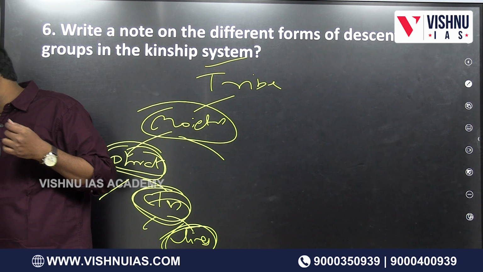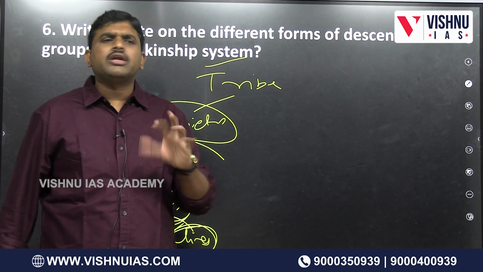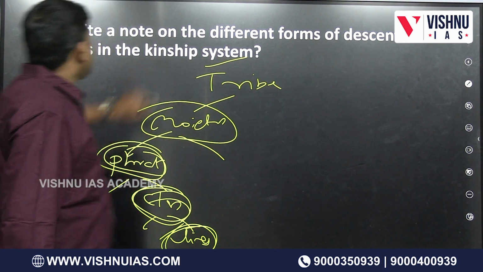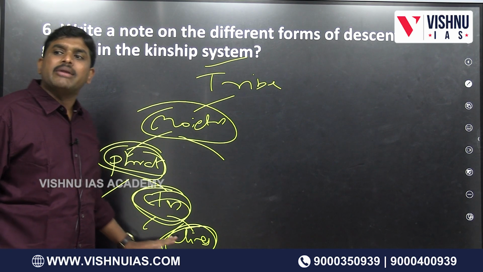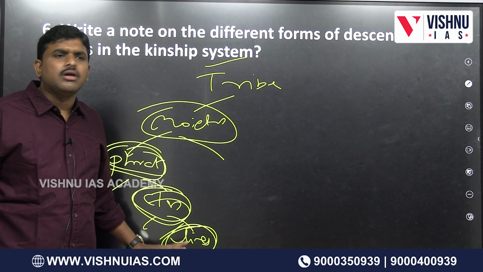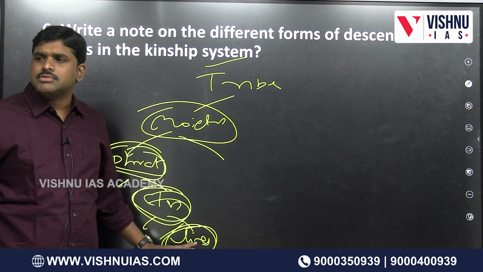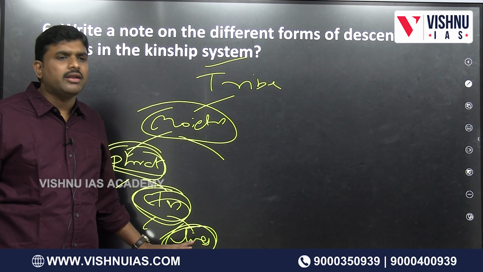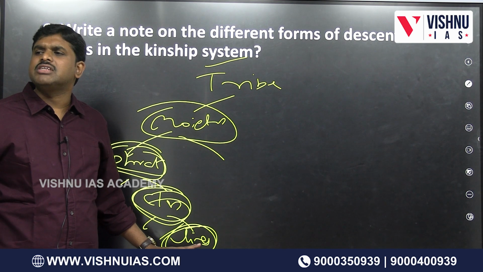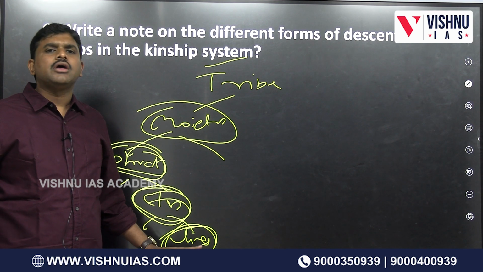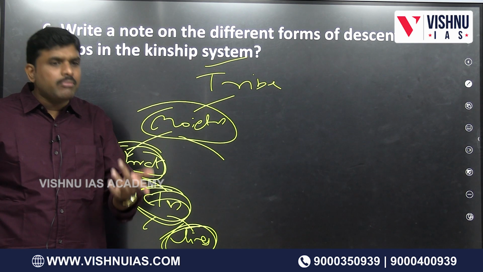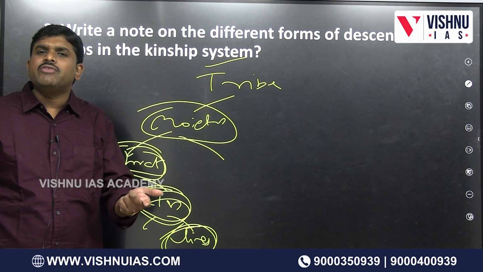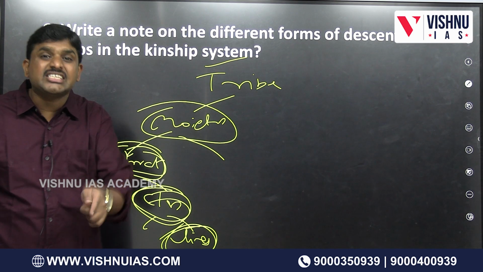How should we write conclusions? Gopi is asking how we should write concluding points. For example, this one: write a note on the different forms of descent groups in the kinship system. Finally, I will write, however, it can be contemporary also. However, in recent times, the forms of descent have become futile. The importance given to the different forms of descent is negligible because individual-centric, ego-centric has become more important. Kindred forms of descent are playing a major role rather than descent itself.